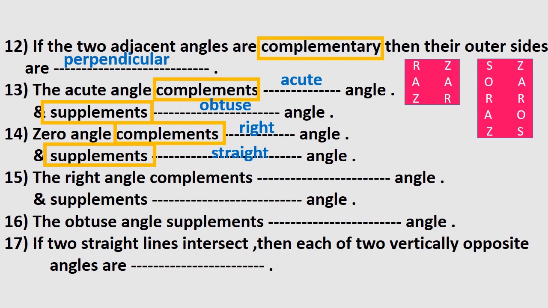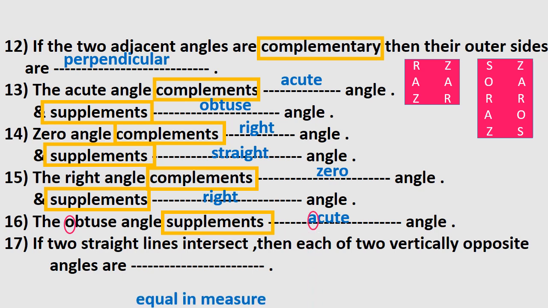The right angle complements zero and supplements right also. The obtuse angle supplements obtuse acute. If two straight lines intersect, then each of two vertically opposite angles are equal in measure.